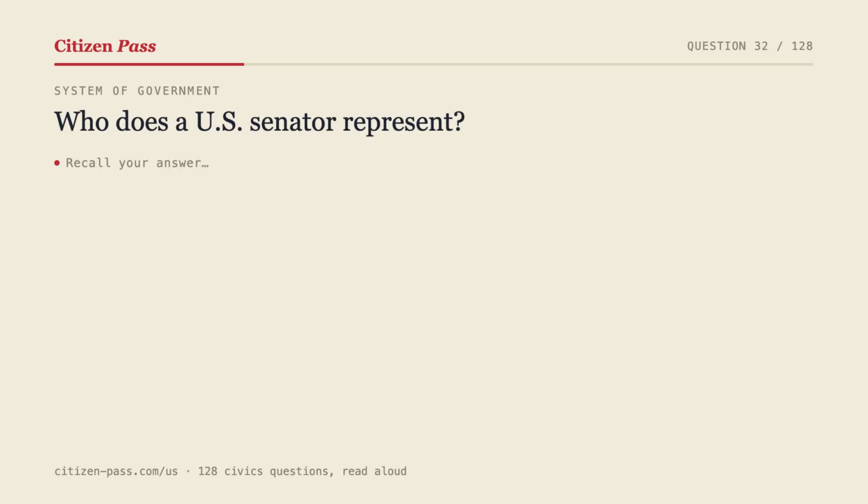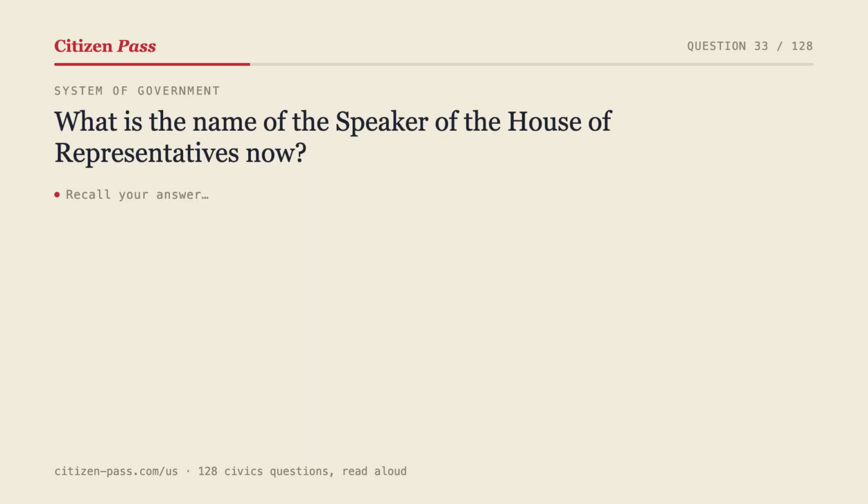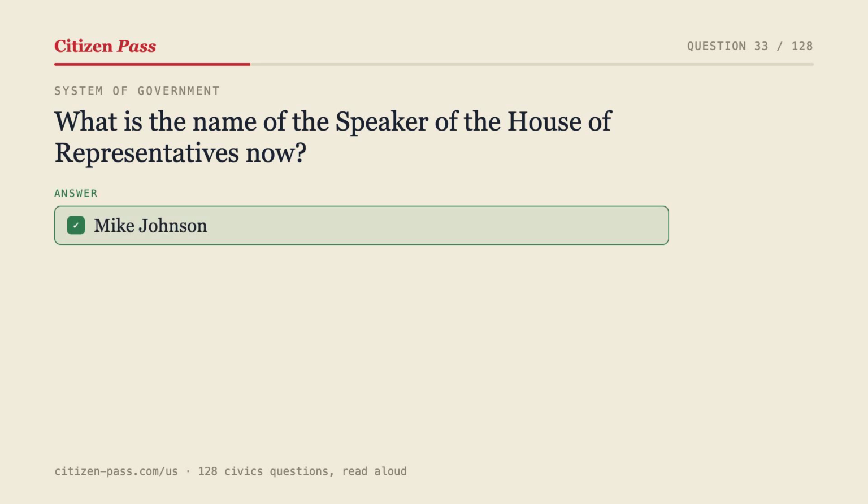Who does a U.S. senator represent? Acceptable answers include all people of the state or citizens of their state. What is the name of the Speaker of the House of Representatives now? The answer is Mike Johnson.